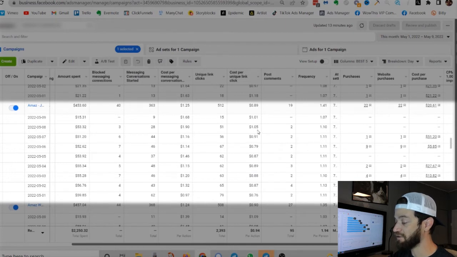Yesterday was $1.05. It was Mother's Day, and so I'm sure people were a little bit busy doing stuff with their family. And that's probably also true for today. So that may be why this is a little bit higher yesterday and today. But overall, this is an acceptable number when it comes to clicks.